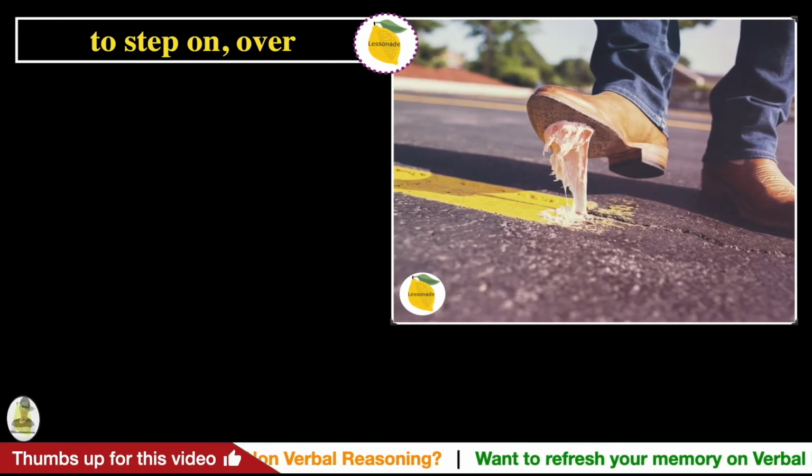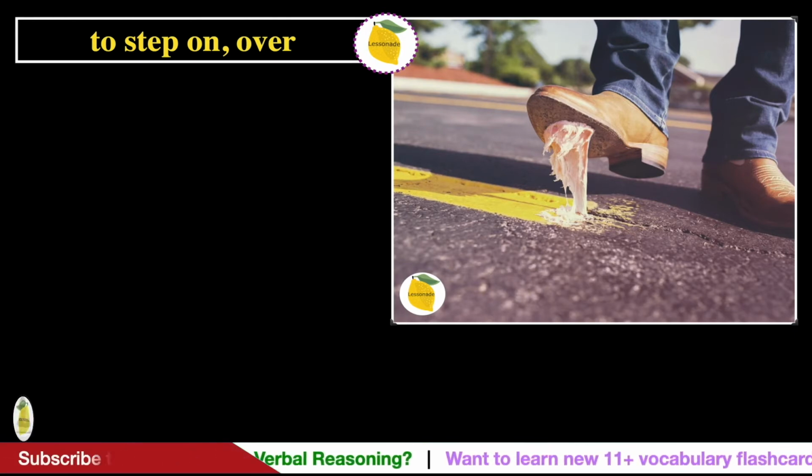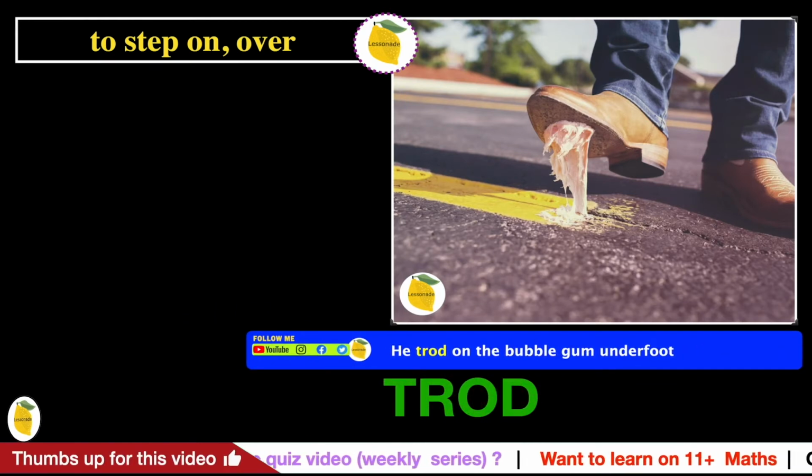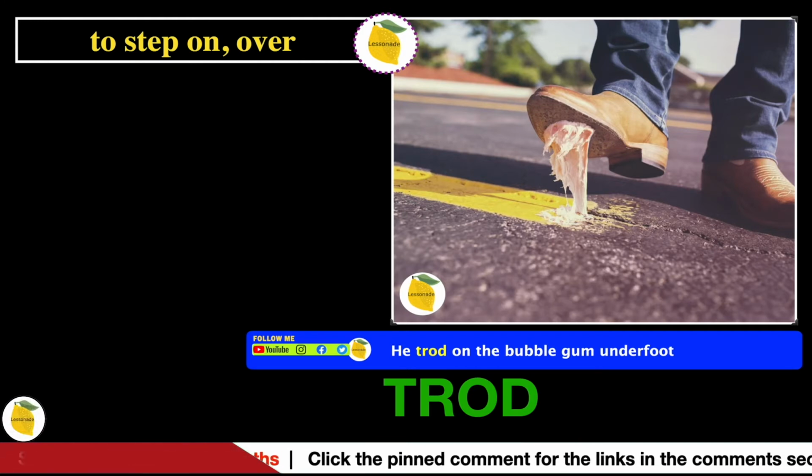The next one is to step on or over. In this picture, we can see someone who has stepped on bubblegum, and therefore the word will be trod. And the sentence for this word is, he trod on the bubblegum underfoot.